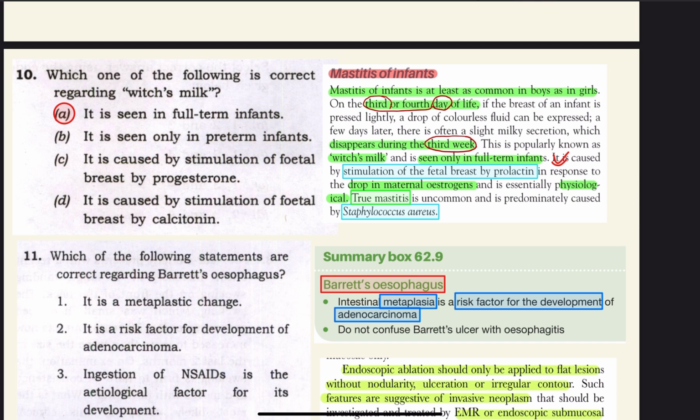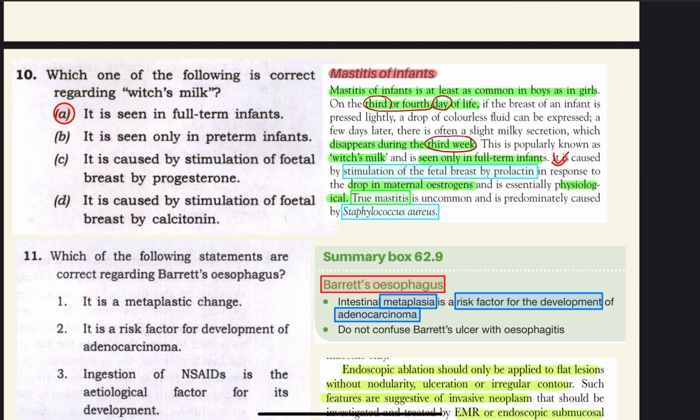So it is occurring in full term infants. Why? Because of a drop in maternal estrogen, which is essentially physiological. So it is physiological, not pathological, that's why it is in full term infants, and it disappears by the third week. It appears on the third day and disappears by the third week in full term infants. This is also called witch's milk.